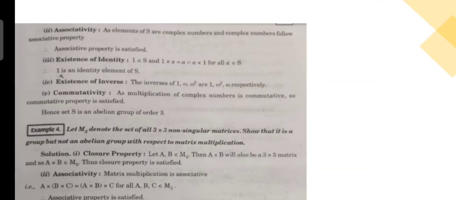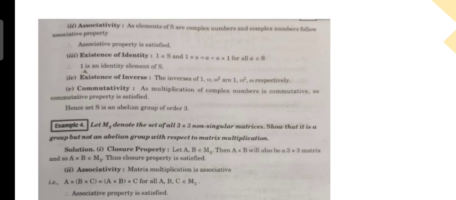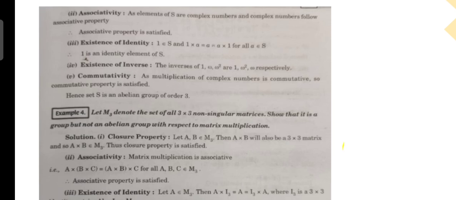The second property is associative property. We know that complex numbers always satisfy the associative property. Since 1, omega, omega square are all complex numbers, they will always satisfy the associative property. So the second property is satisfied. Next is existence of identity. Here we have 3 elements, 1, omega, omega square, and 1 is the identity element for the set S, because if we multiply any number with 1, it gives the number only. So 1 is the identity.